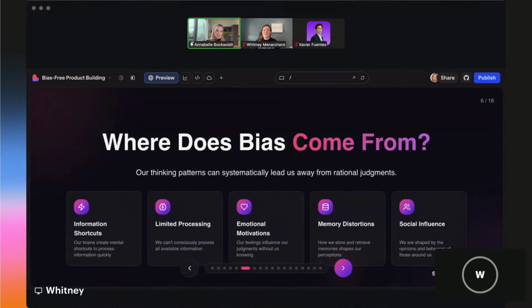So we have the information shortcuts to process information quickly, and how we store and retrieve our memories will be affected by this. Our memories sometimes betray us, and we stereotype and make memories much easier for us to access, but it might mean that we leave out some minor details which don't fit the pattern or the stereotype. We have limited processing capability, so we cannot consciously process all of the available information. Our feelings and emotions influence our decision making and our judgments.